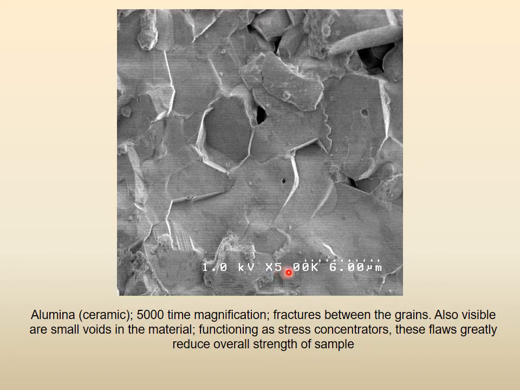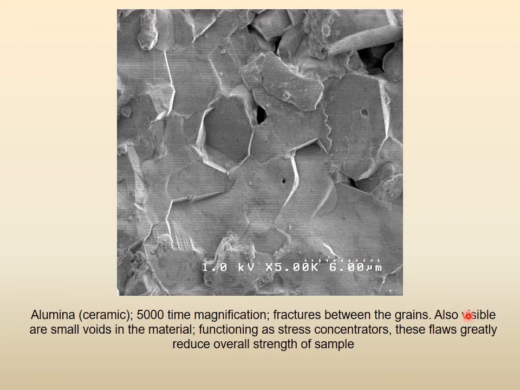If you see 5.00 K, the SEM is working at 1 kilovolt and the scale is 6 microns. So all this comes from the way you are working the scanning electron microscope. Fractures between the grains, intergranular, in some cases a fracture on the grain boundary, and some particles and so on also there.